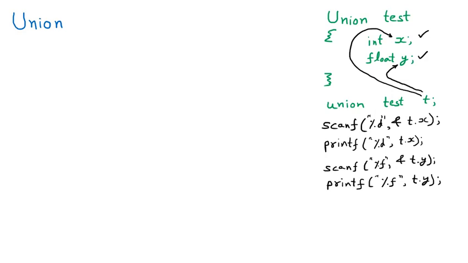Then why are we learning the union? Because union uses the shared memory. Now what is the shared memory? For that purpose I am taking one example, and I will compare the structure and union with the help of that example, and you will understand everything. So here I am taking one example. Let us suppose that we have a structure.